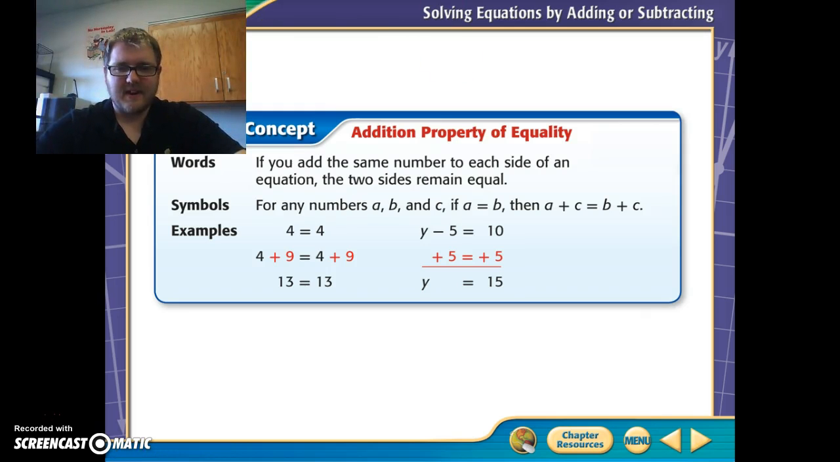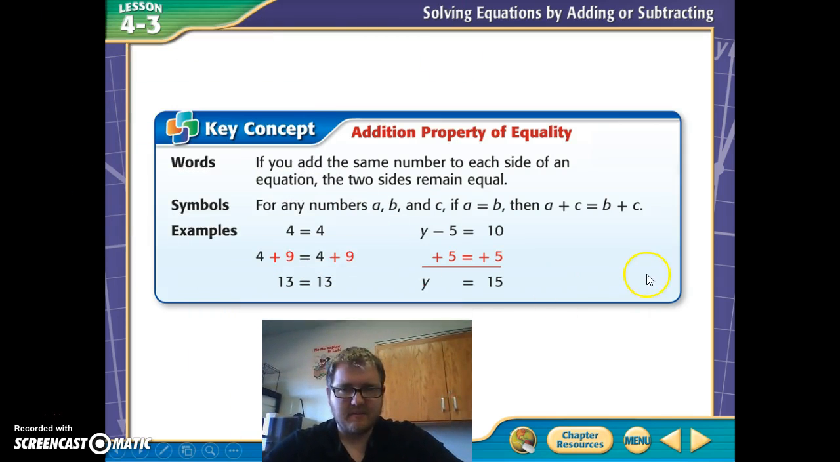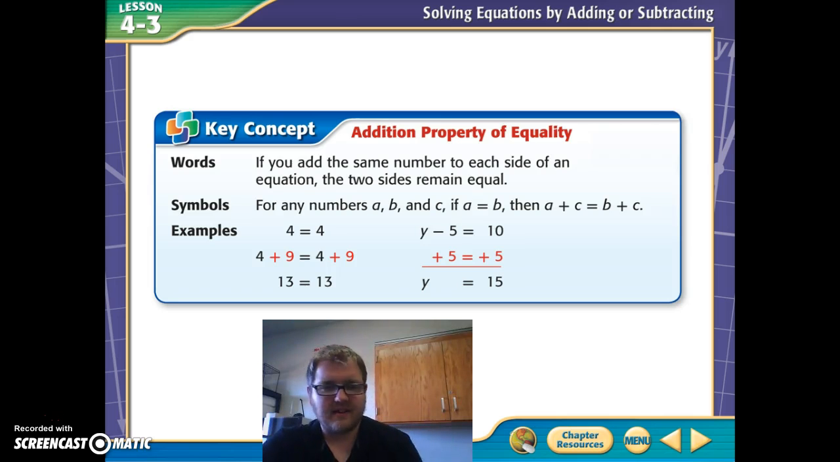So our key concept here that we want to look over is the addition property of equality. If you add the same number to each side of an equation, the two sides stay equal. For instance, let's just say you have $5 and your friend has $5. You have an equal amount of money. If somebody gives you $4, you now have $9. If they also give your friend $4, your friend also has $9. You've both increased your amount by 4, so you both still have the same amount.